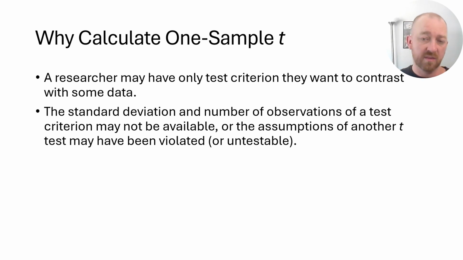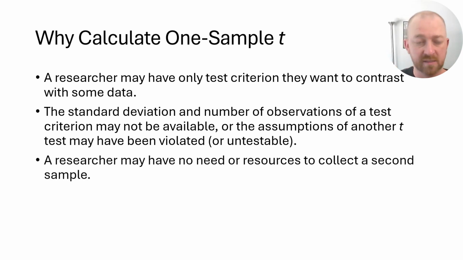It also could be that the assumptions of a t-test were violated, and so an independent samples t-test wouldn't be appropriate, or maybe a dependent samples t-test wouldn't be appropriate either, and so a one sample t-test might be appropriate where you have this known criterion against which you want to test. Okay, and it also just could be that you have no resources to collect a second sample, and you just want to test out a theoretical model, for example. That's maybe a weaker design, but it's of course possible. There are of course other reasons for that. These are the ones that I think would be the most relevant, however.